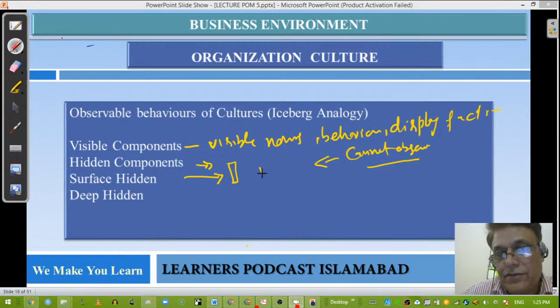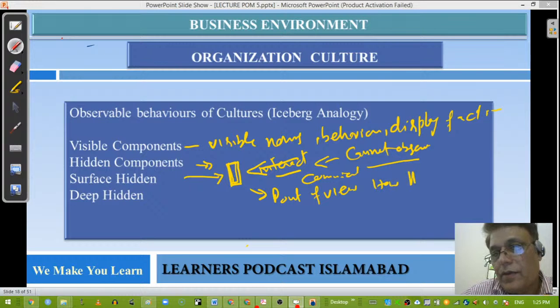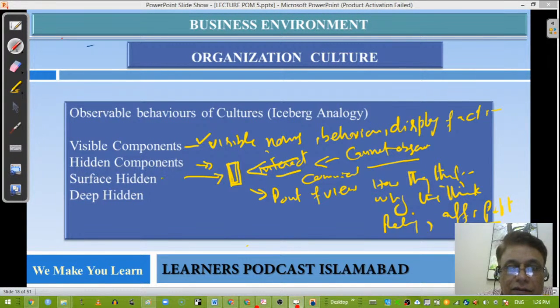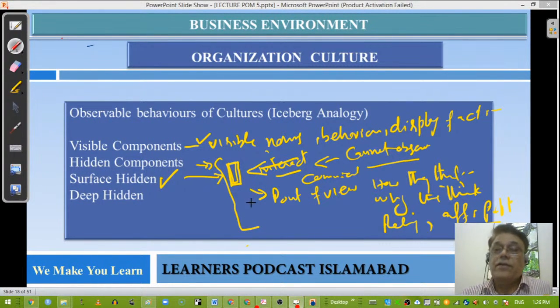But if you interact, if you communicate with the people, you will find certain information. Certain information means their point of view, how they think, and questions like why they think like this, what is their concept, what is their religion, what is their affiliation, like a political affiliation. When you do not interact with them, you cannot find these things. So one of the reasons for this display of behavior is this surface hidden component, which you can easily find by interacting with these individuals. All right.